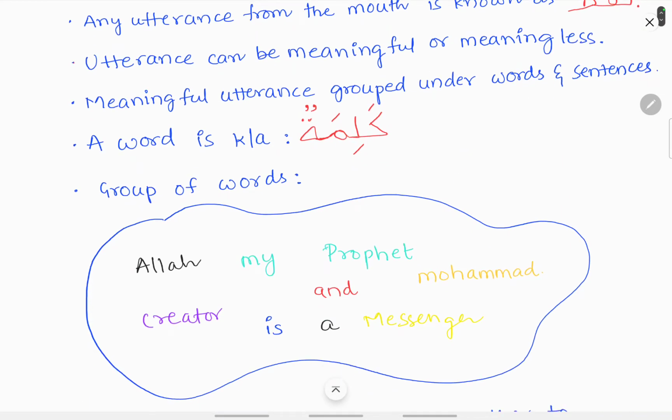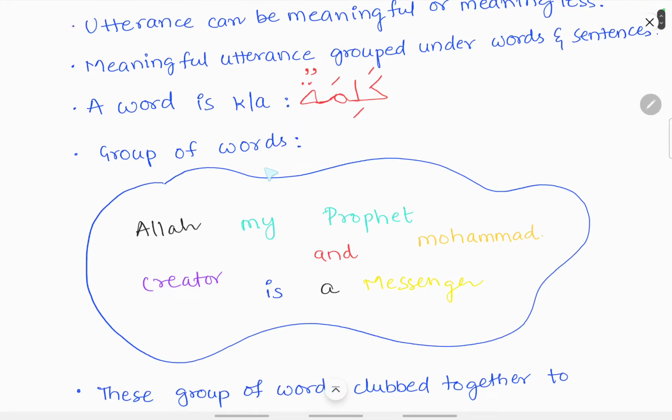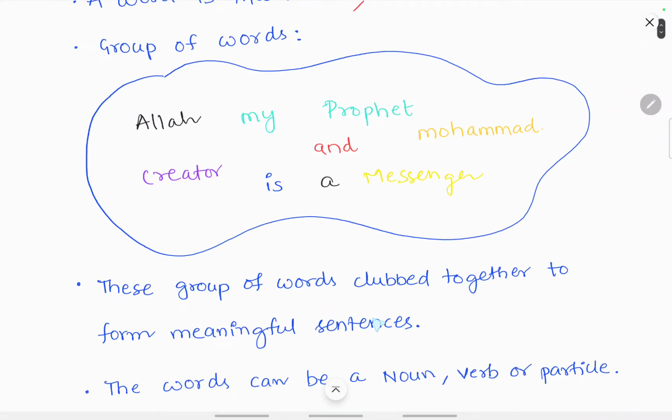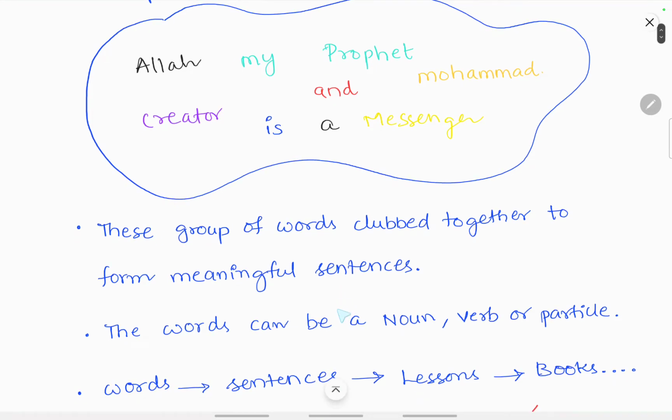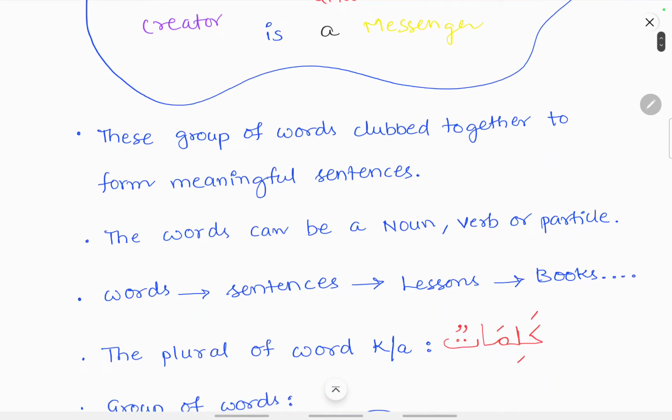A group of words. Here we have got a group of words like Allah, Creator, my, Prophet, and, is, a, messenger, Muhammad. These group of words are clubbed together to form a meaningful sentence. The words can be a noun, verb, or a particle. Words are grouped under sentences, and sentences are joined together to form lessons and lessons to books.